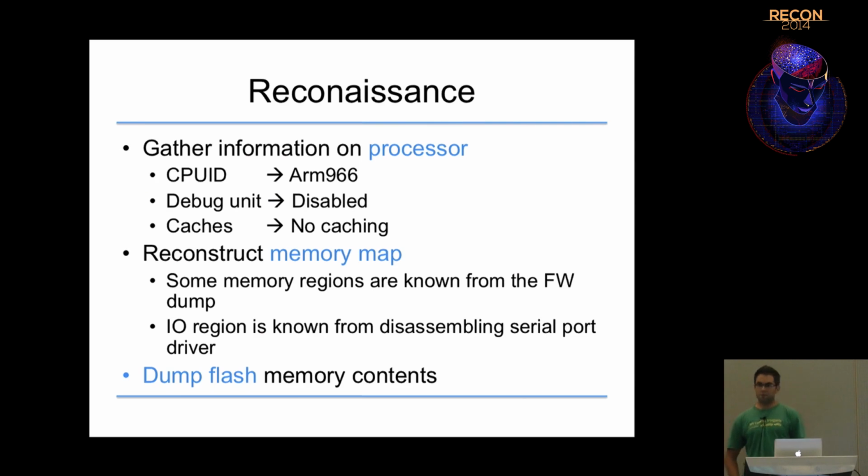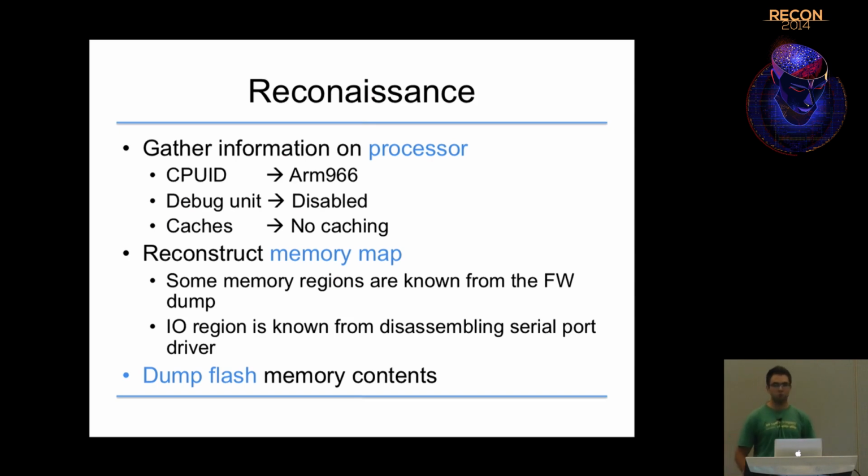So next step is to gather some information on this processor. This can be done with the CPU ID instruction on ARM, and also you can use coprocessor instructions to get information about if a debug unit is installed and if it's enabled. In my case, it was disabled. Also if the caching is active, and so on and so on.